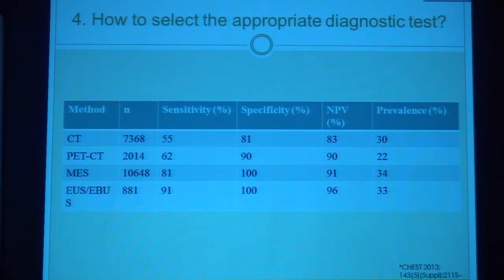Mediastinoscopy has 91% negative predictive value, and combined EBUS and EUS 96%. So it means in this case, according to that meta-analysis, the EBUS approach is superior to this one.